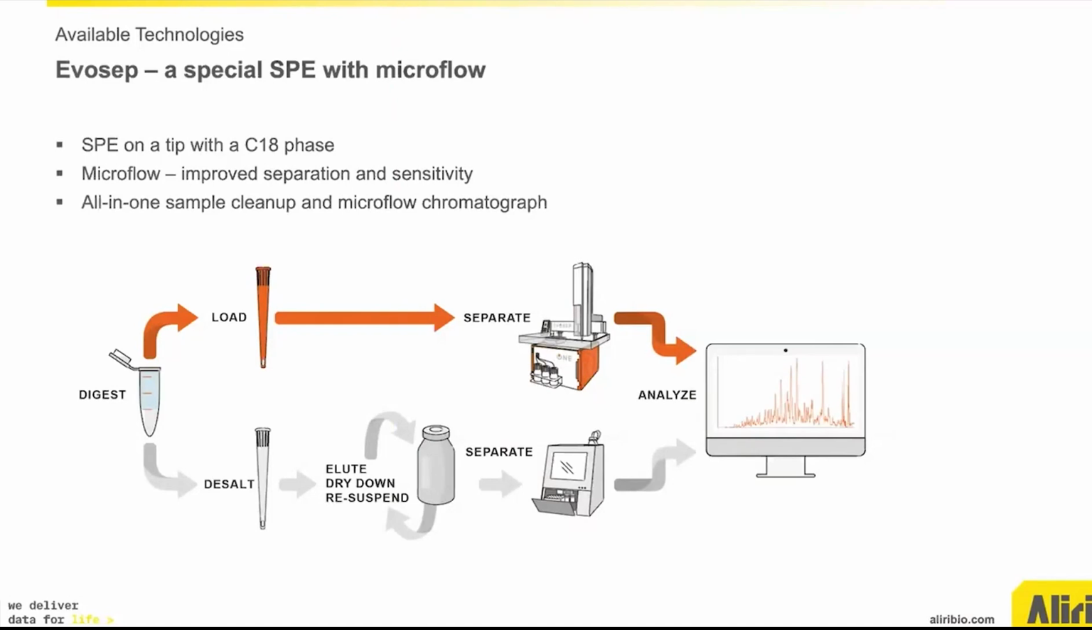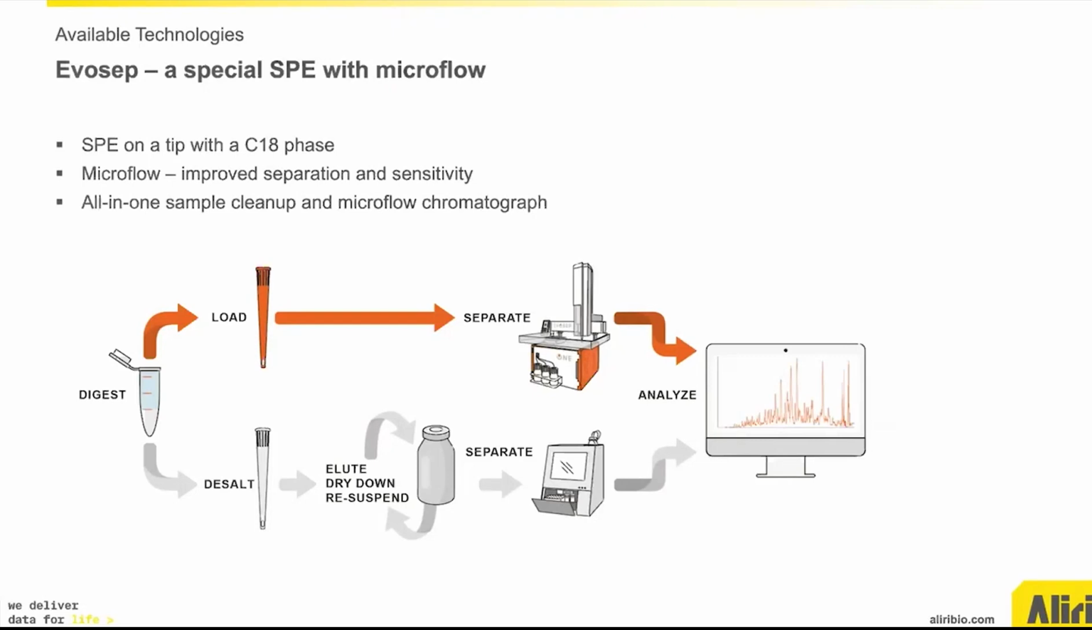With this, you load the entire sample onto the end of a pipette tip with a small amount of C18 phase resin, and then use microflow to improve the separation and sensitivity of the assay. This allows you to increase your signal significantly, both through loading more sample onto column, as well as achieving greater sensitivity through microflow analysis.